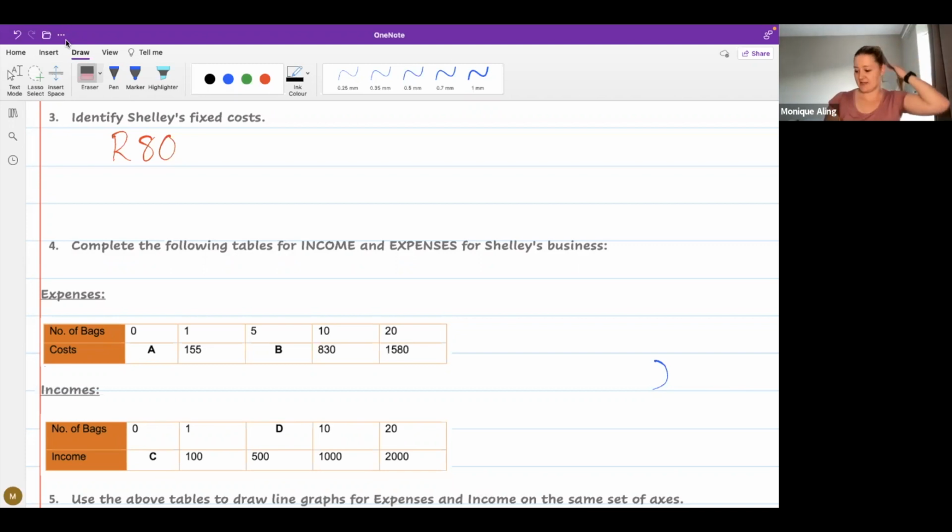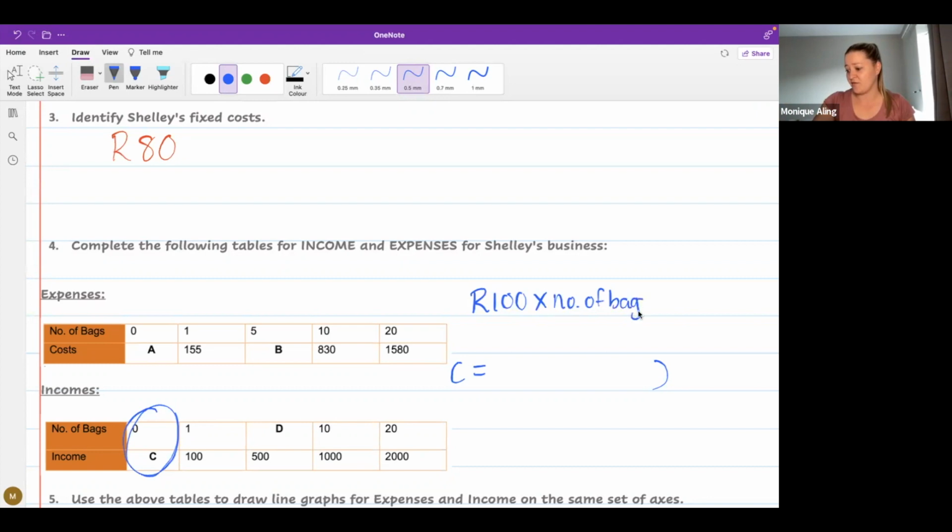C is indeed 0. And just in general, we can figure that out straight away, because remember our income line in a graph always starts at 0 and 0. So when in doubt, just remember that when it comes to income. However, a way that you could work it out, our general formula for income is very easy because it's 100 Rand for every bag she sells. So you could literally just say 100 Rand times number of bags if they ask you for a formula. But you could just work it out.